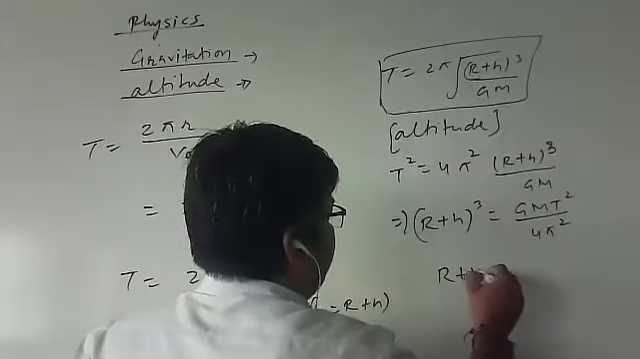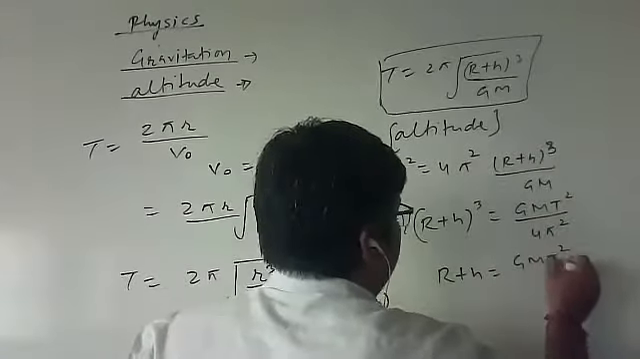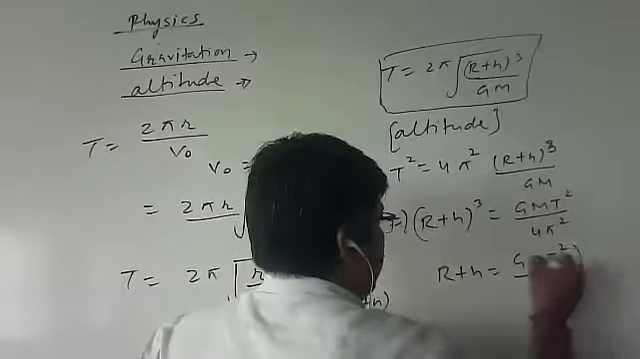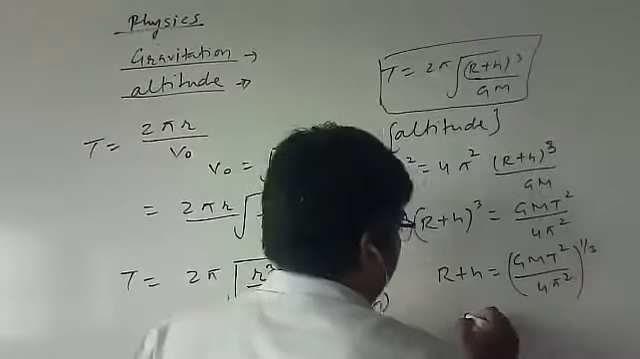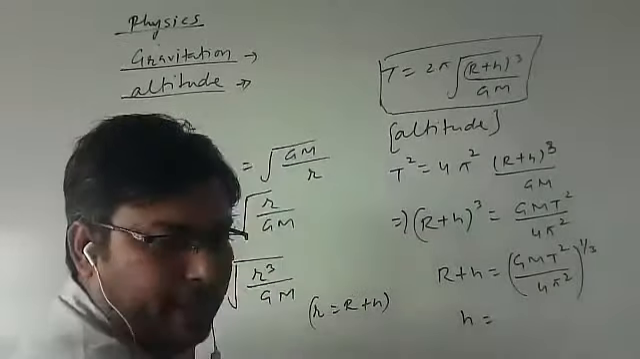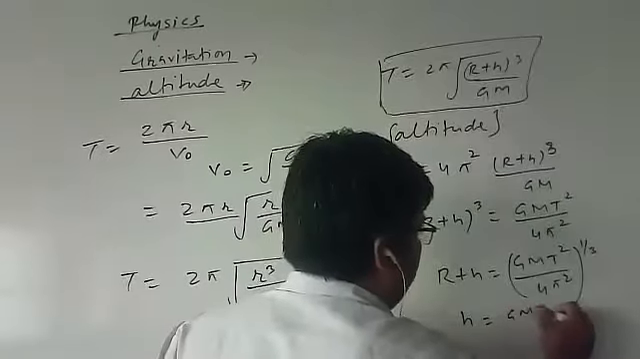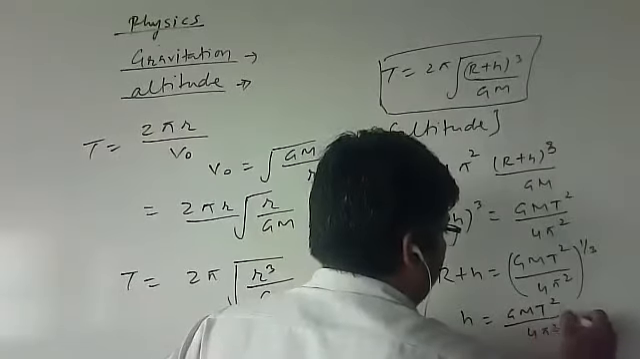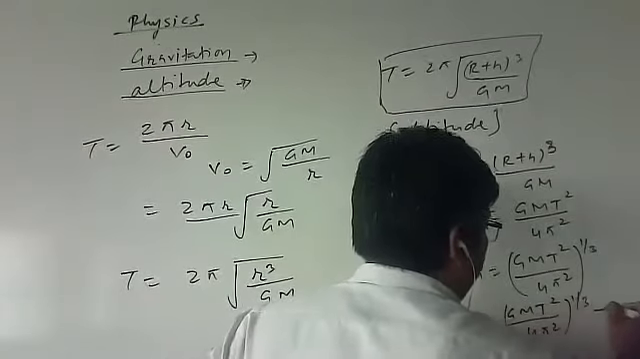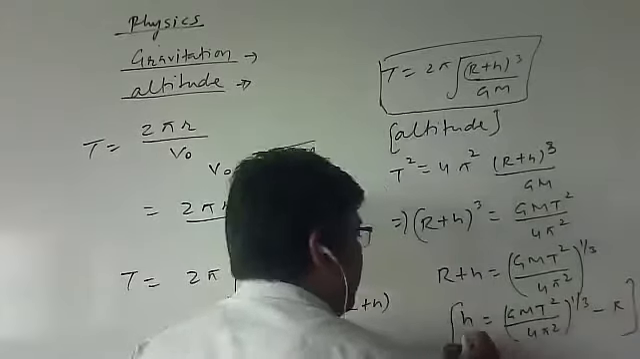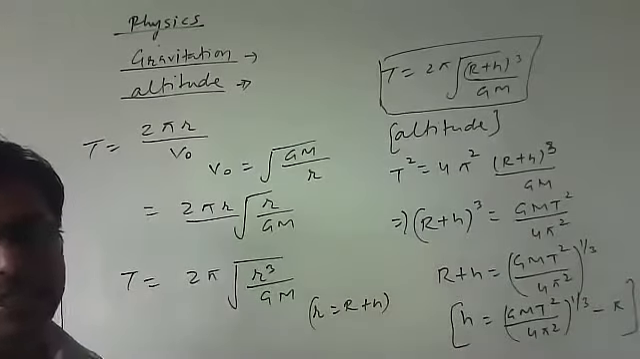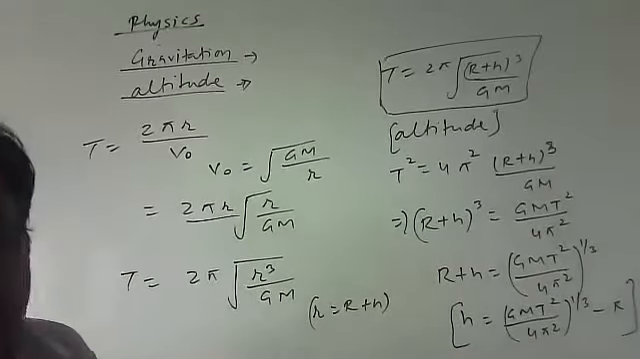You will get R plus h is equal to GM T square by 4 pi square, whole to the power 1 by 3, the cube root of this one. My target is to calculate h, so now h is ready. That h is equal to the cube root of GM T square divided by 4 pi square, minus R. This is the expression of altitude of satellite.